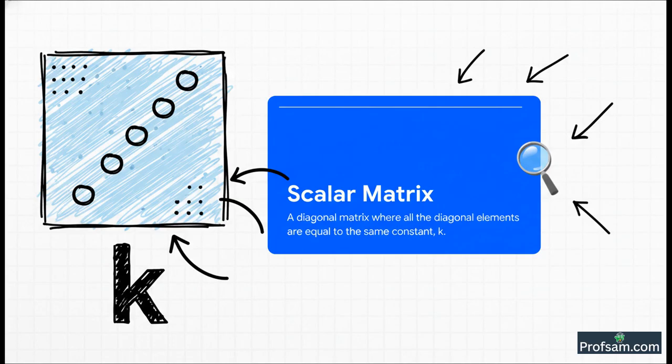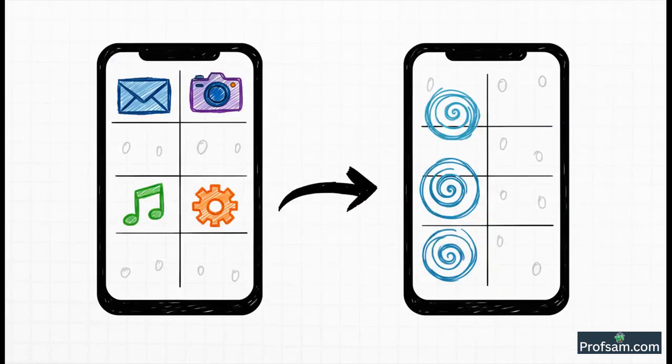It has to be a diagonal matrix first, which means all non-diagonal elements are 0, but it has one extra rule. All the elements on the main diagonal must be the exact same number. They all have to be equal to some constant, k. What's a good way to picture this?